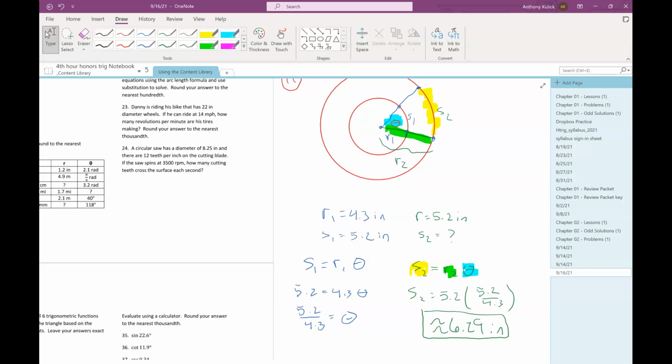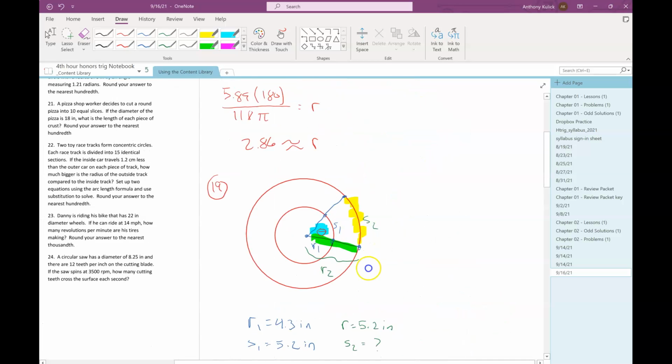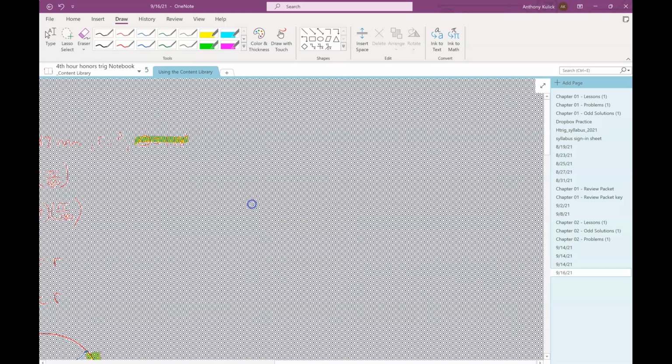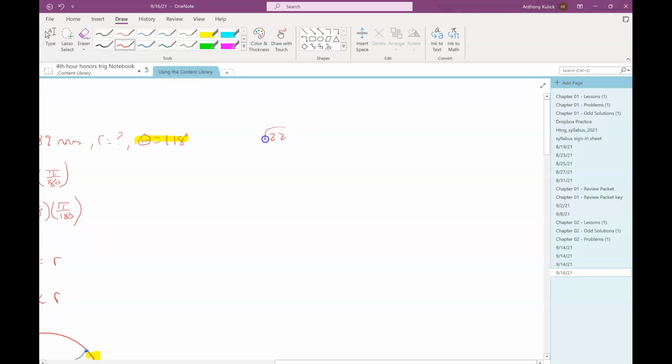Aiden, could you do number 22? Yeah, 22 is probably the toughest one here. What's up, Zach? Of course. So 22 was probably the toughest one, and it's really trickier than anything else.